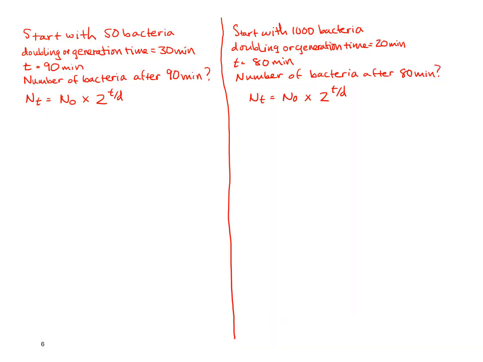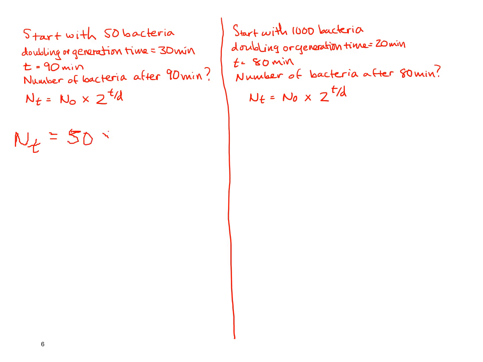All right, so let's work with our formula here. So let's say that we start with a population of 50 bacteria, and let's say the species of bacteria has a doubling or generation time of 30 minutes, and the time that's passed has been 90 minutes. So we want to know, well, what's the number of bacteria after 90 minutes if we've started with 50 bacteria? So with our little formula here, we're going to be solving for N sub t. And we know that the number of bacteria that we started with was 50.